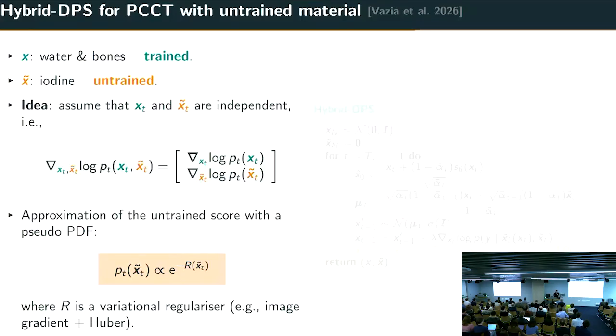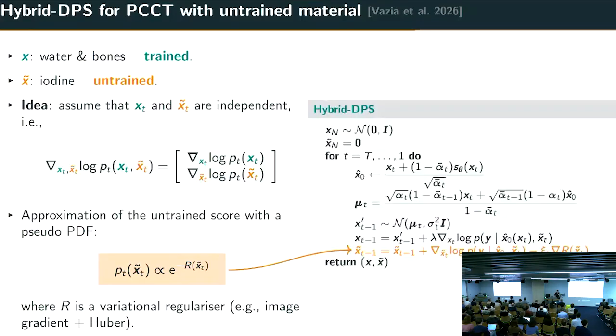Because if we assume they're independent, then the joint score function can be written as the two scores stacked together in a single vector. And then we approximate the untrained score with a pseudo PDF, which can take the form of any variational regularizer that you want. So here, for example, we use a Huber prior.